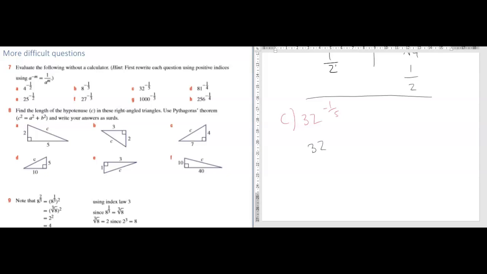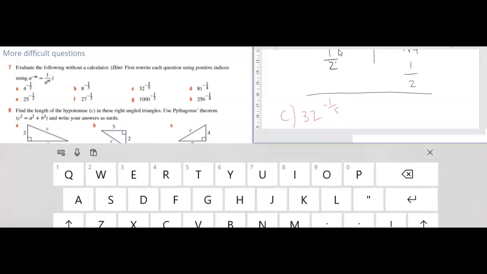So I'm going to separate it. Oops, I didn't put it on. Oh gosh, sorry, I'm getting distracted.